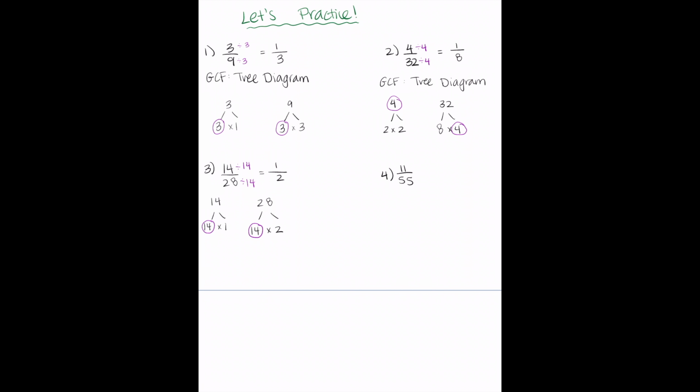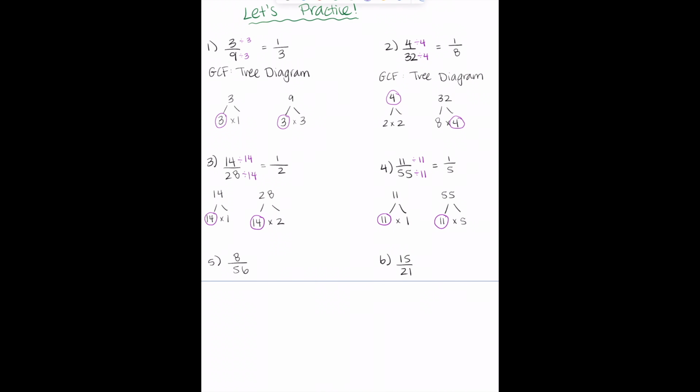All right, and for number 4, we have 11/55. Tree diagrams again. 11 will break up into 11 times 1. It's a prime number. 55 will break up into 5 times 11, which is perfect. We're looking for the greatest common factor. 11 only has one factor, so the fact that 55 also has a factor of 11 is perfect. 11 is our greatest common factor. We'll divide the numerator and the denominator by 11. 11 divided by 11 will give us just 1. 55 divided by 11 will give us 5, so we get 1/5 for number 4.